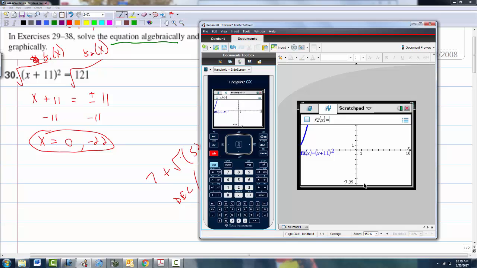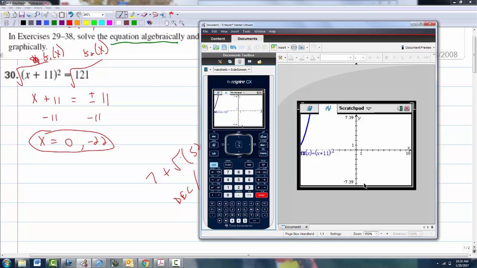And then what do I want to type in that? 121. And then press enter. Okay, you're lucky you see anything. And this is the point I'm going to make right now. Why did I not see y equals 121? It's too far. What is this high number right there? What's that number up there?